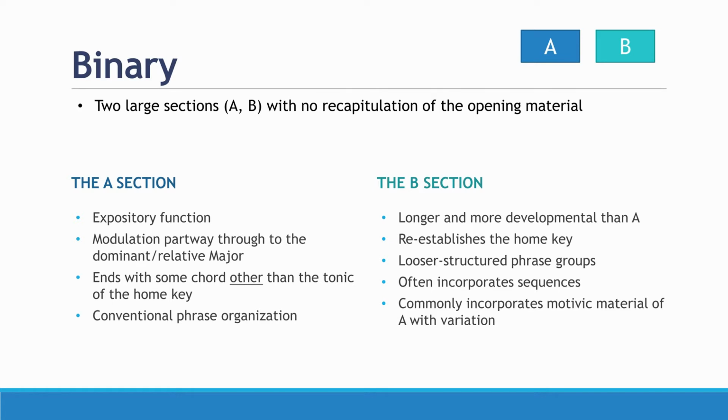The B sections have looser structured phrase groups. So that's basically a way of saying there are more deviations in B sections. You can expect more things to be so-called abnormal in terms of your overall phrase structure in these sections. B sections commonly incorporate sequences, which we'll see in a couple examples in the next video. And they commonly incorporate motivic material of A with variation.